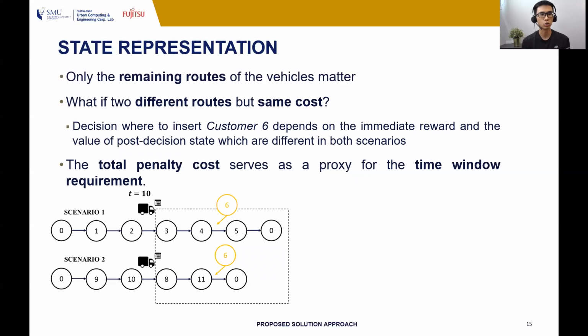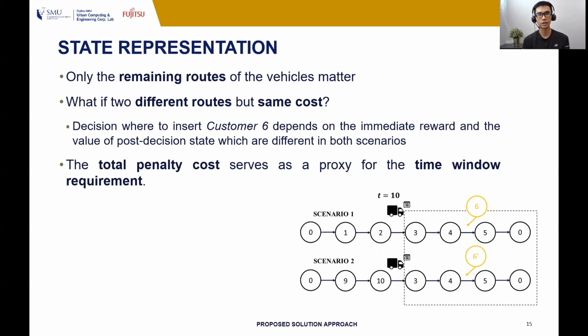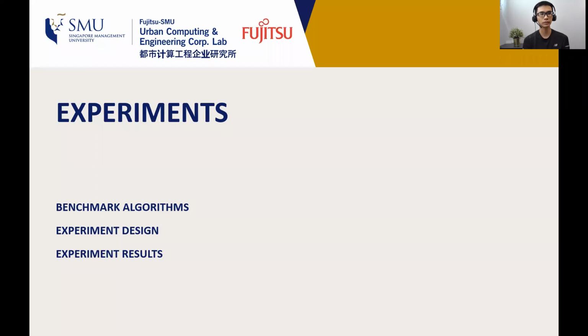Next, I propose the use of total penalty cost to serve as a proxy for time window requirements. In this case, scenario 1 and scenario 2 might have the same cost of remaining routes and exactly the same sequence of customers, but customer 6 and 6 prime might differ in their time window requirements. So even if customer 6 and 6 prime are inserted in the same order in the route, scenario 1 and scenario 2 have different states because the total penalty costs of scenario 1 and scenario 2 are different. So next will be the experimental results.